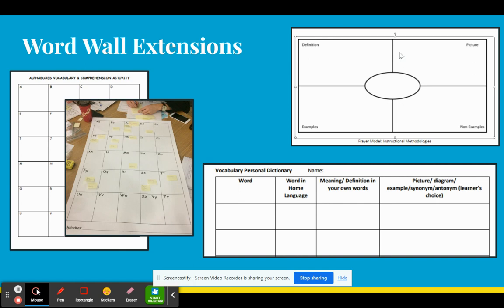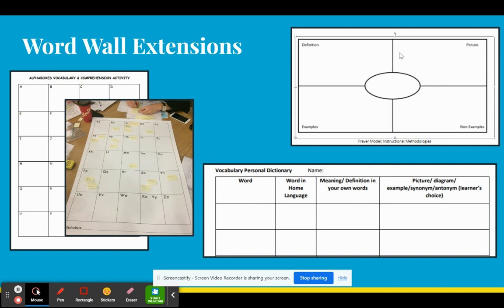And then lastly, I just wanted to talk about some word wall extensions. We've talked a couple times about the alpha box. Here's an alpha box again. Students could take words off of the word wall and then sort them by the letter that they start with onto their alpha box at their desk.